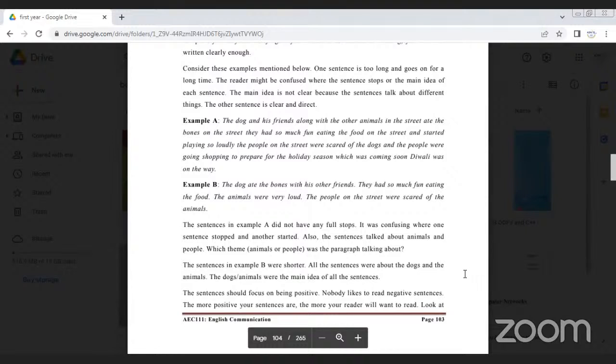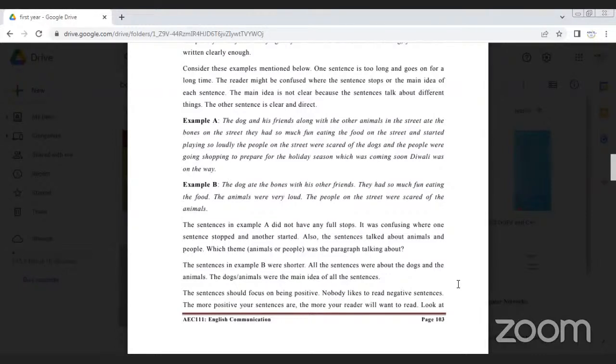The sentences in example B were shorter than example A. All the sentences were about the dogs and the animals. The dogs and animals were the main idea of all the sentences. In this way, example number B is correctly written.